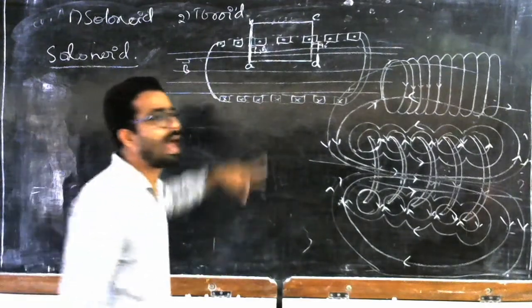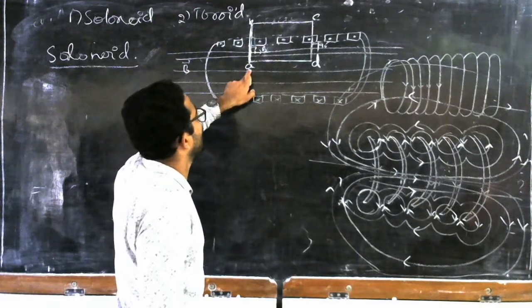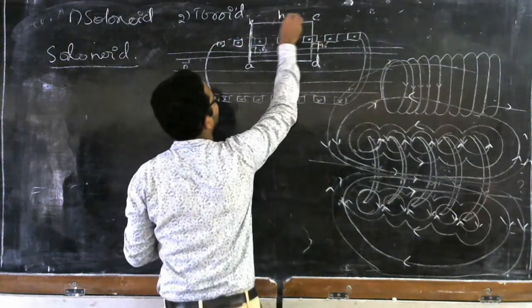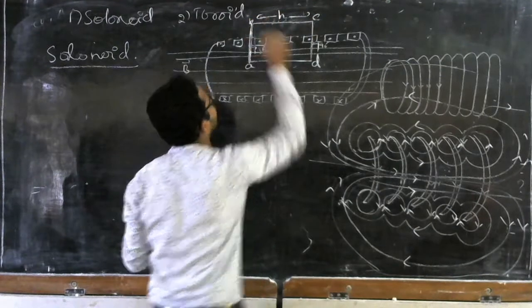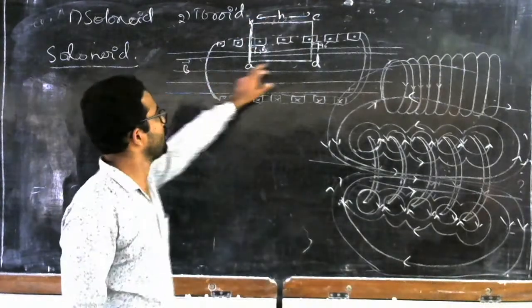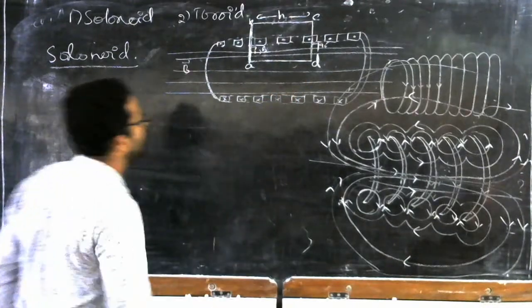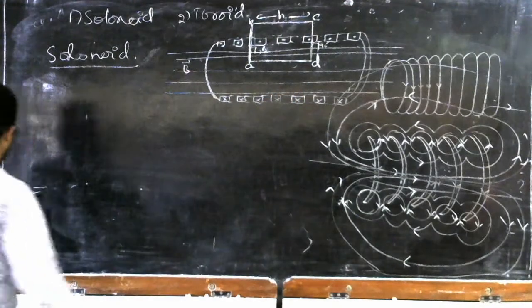Then where can you have a magnetic field? Along AD. That is the one. So let me say the length of this is h. Then the length of AD is h, where you have to find out the magnetic field.